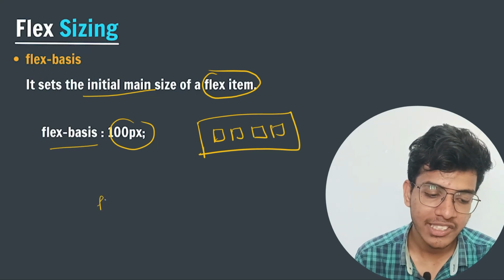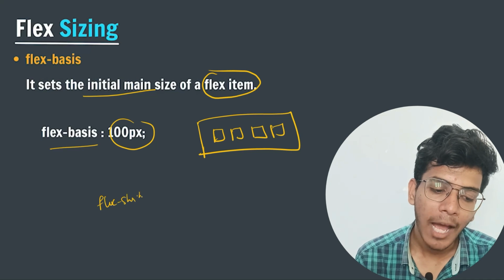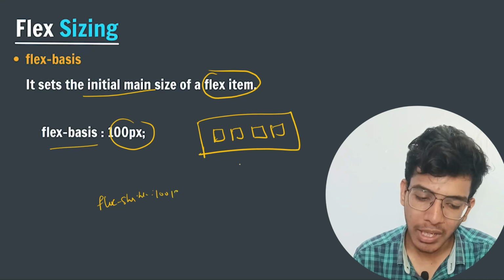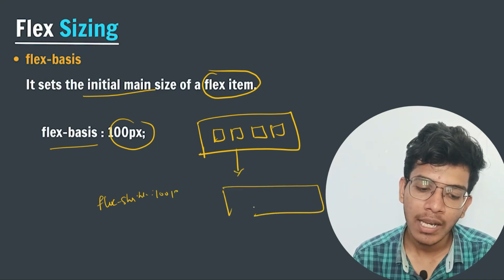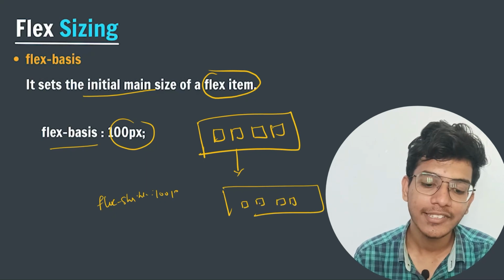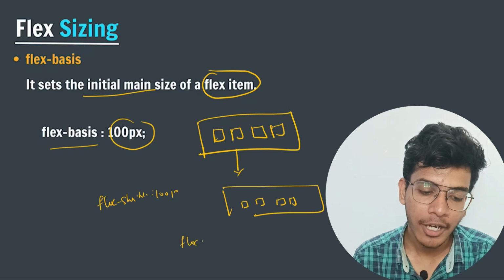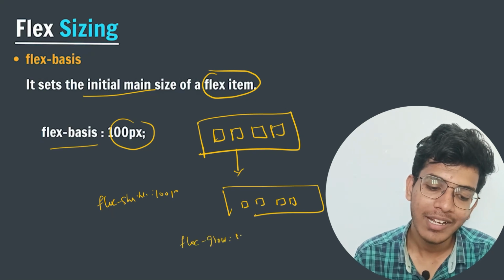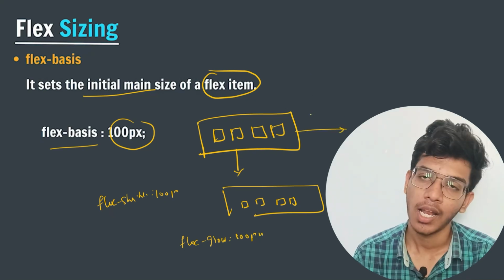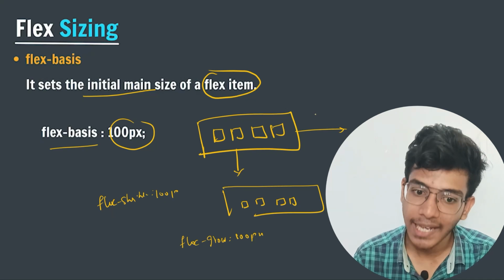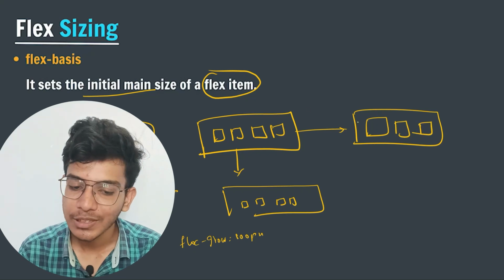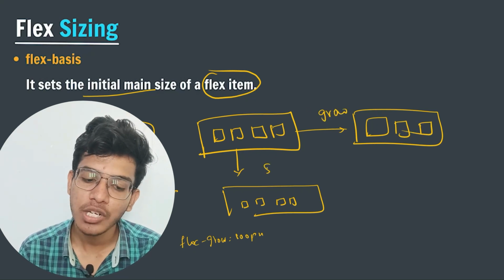Similarly, when I write flex-shrink, the element will get shrunk by, let's say, 100 pixel. With respect to the initial size, the element will now get shrunk by 100 pixel. Similarly, if I give flex-grow, let's say 100 pixel, then with respect to the initial item size, the element will get bigger by 100 pixel. So this is how grow and shrink will work.